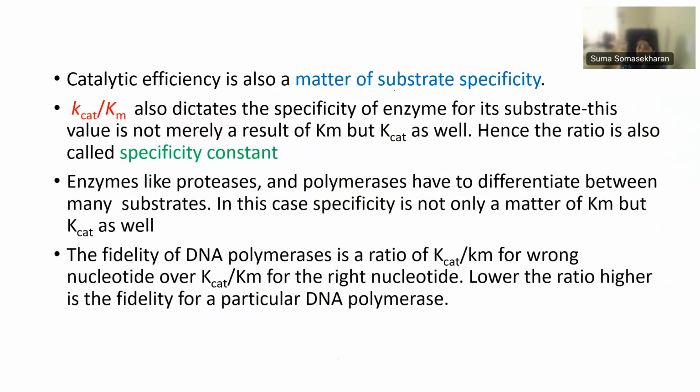It is also a matter of substrate specificity. You might imagine specificity for substrate being something defined by Km, but it turns out that substrate specificity is also determined by Kcat. That is for enzymes which have to discriminate between different substrates, for example proteases and polymerases. It is not just Km that defines the specificity, but rather the Kcat value is higher for a particular specific substrate.